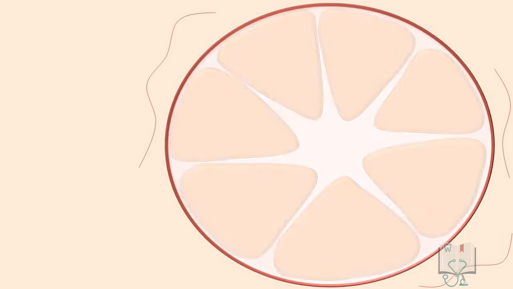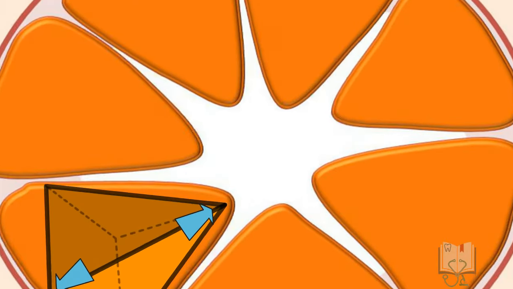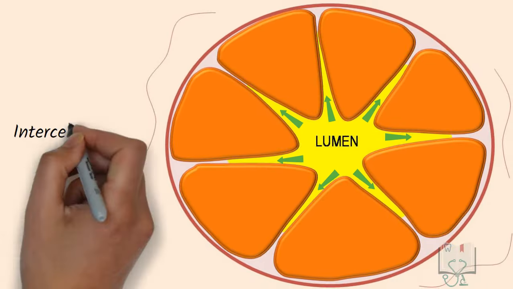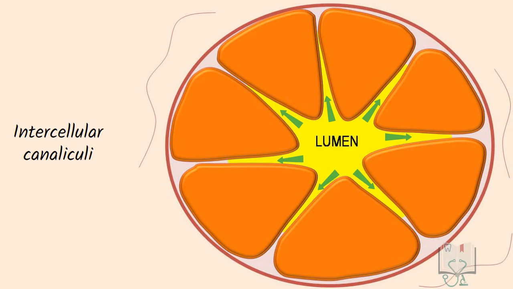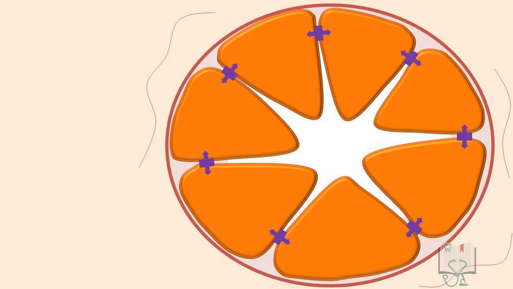On looking inside, we see 8 to 12 serous cells which are pyramidal in shape with their broad bases at the basement membrane and apex towards the lumen. Now the lumen is small and has finger-like extensions between the adjacent cells called intercellular canaliculi. Serous cells are connected to each other by various intercellular junctions and to the basement membrane by hemidesmosomes.